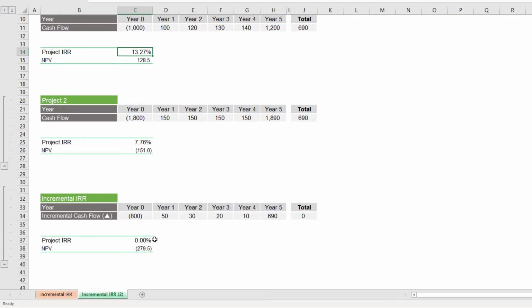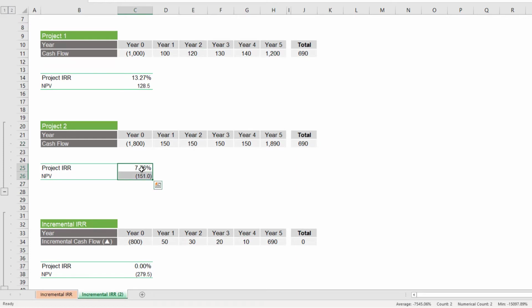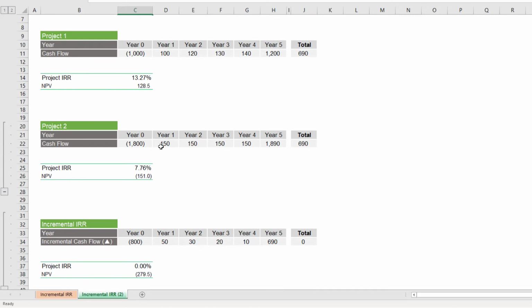And you don't have to reach up to this point. It was very obvious from this, and also from this. When you have an IRR which is lower than your discount rate, you should not be taking this project.